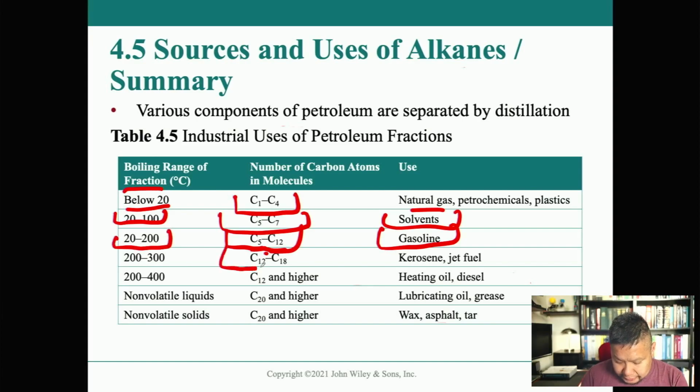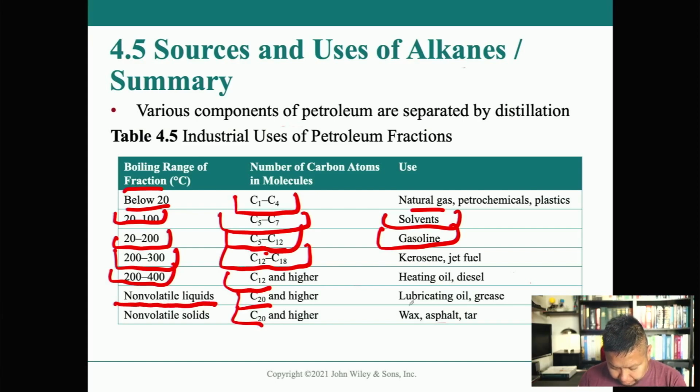Kerosene and jet fuel, that's 12 to 18 carbons, 200 to 300. And then 12 carbons or higher, we've got heating oil and diesel. They're 200 to 400 degrees Celsius. And then when you get to 20 carbons or higher, you have the non-volatiles, for example, lubricating oil and grease.